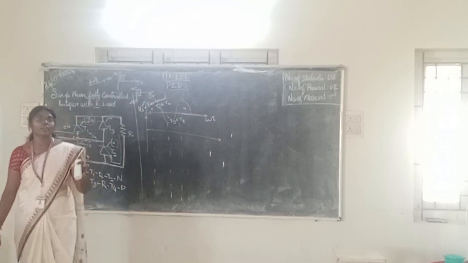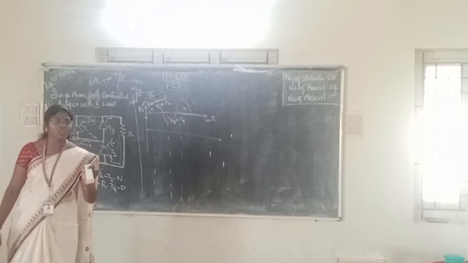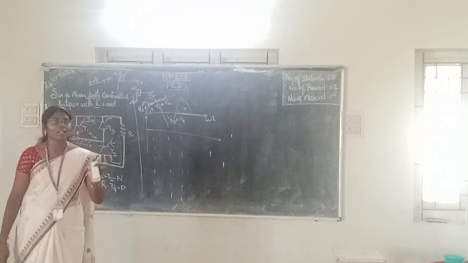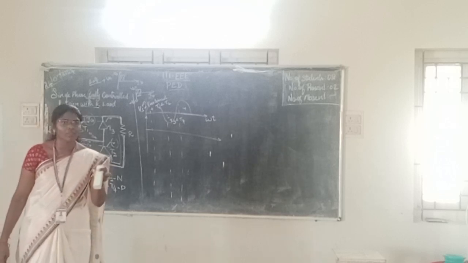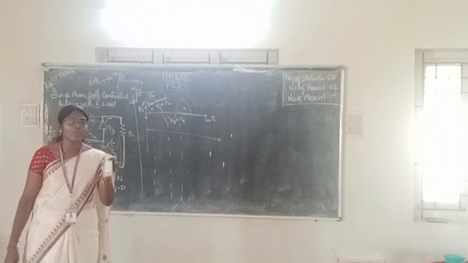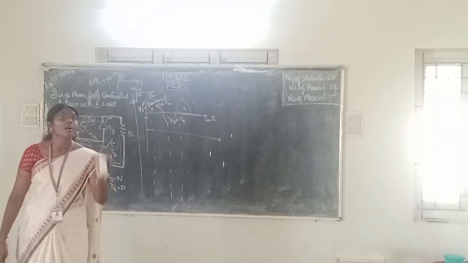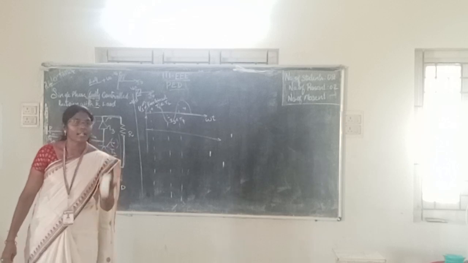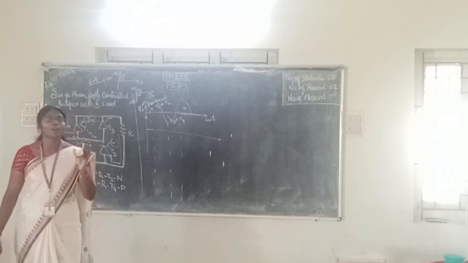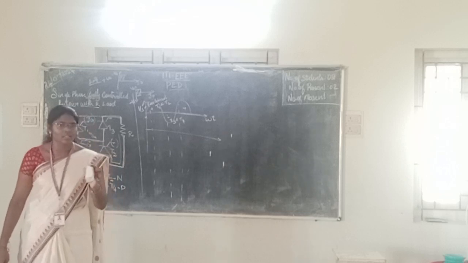In the half control rectifier, what is happening? Only during the positive half cycle is the conduction there. In the negative half cycle, what is happening? It remains zero. Both the current waveform as well as the voltage waveform remain zero during the negative half cycle. But in the fully controlled rectifier, both in the positive half cycle and the negative half cycle, the conduction is continuous. For the continuous conduction, we are using 4 thyristors.